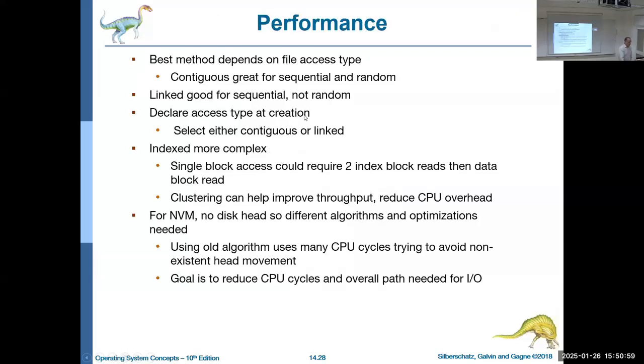Okay. Performance: the method depends on the file access type, contiguous is great for sequential and random. Let's go to the end, scroll to the beginning, you can. You don't have to go through the whole thing to find it.